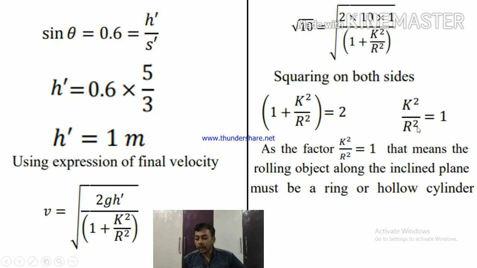So you have to remember this, k square upon r square is equal to 1, then k is equal to r, and radius of gyration is equal to actual radius. It is only for a ring or hollow cylinder.